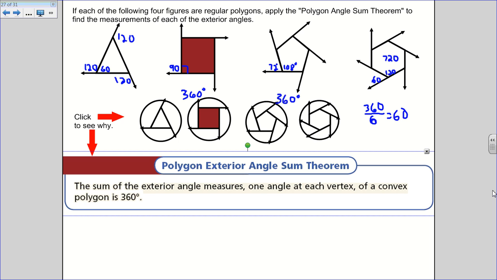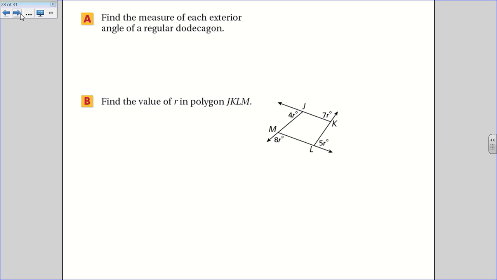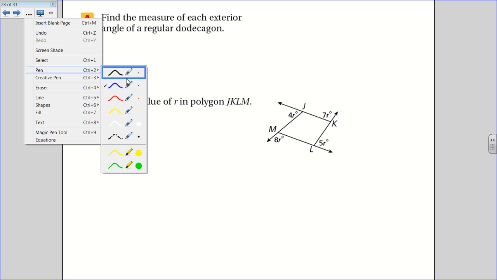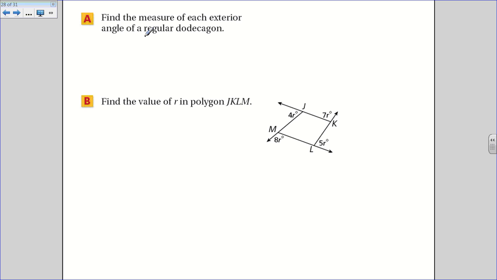So let's see if we can do some harder problems with this. Find the measure of each exterior angle of a regular dodecagon. Regular being a key word here.